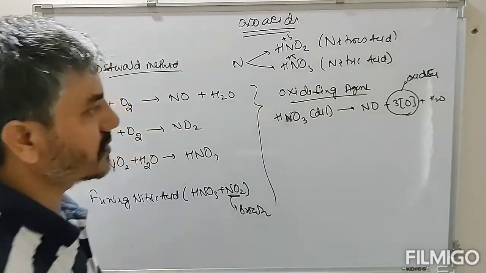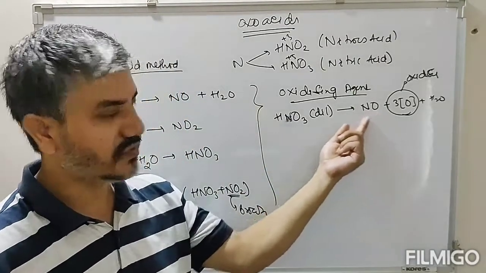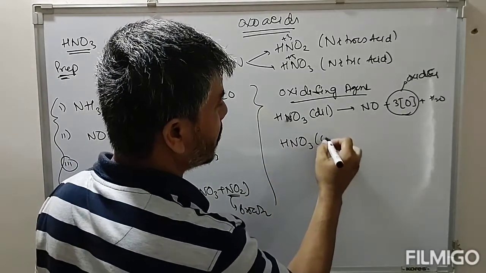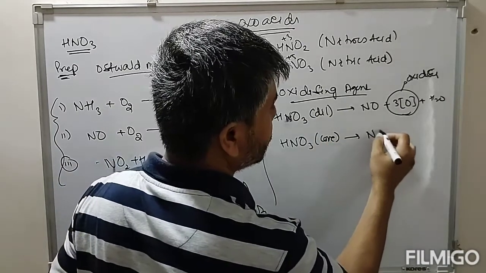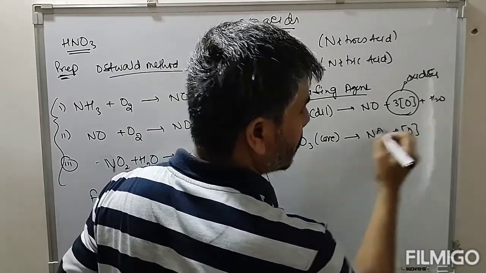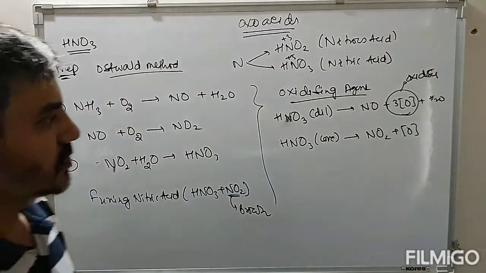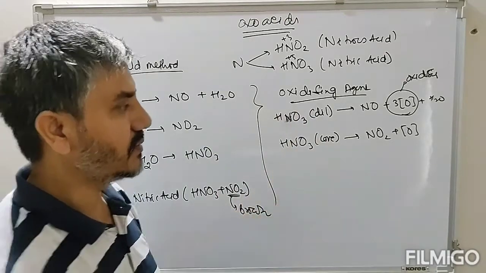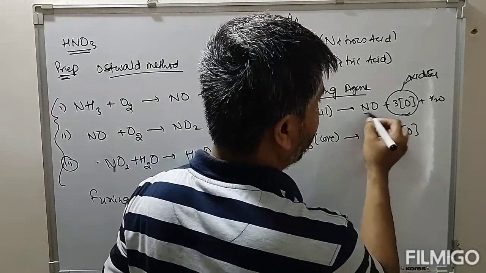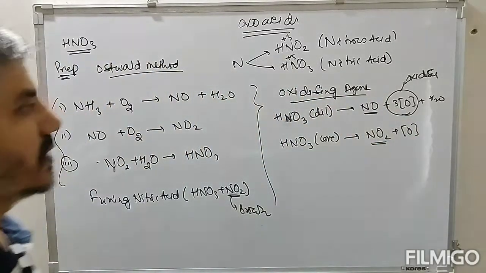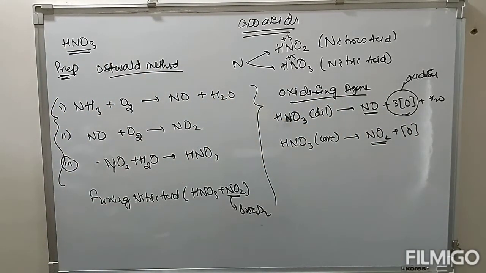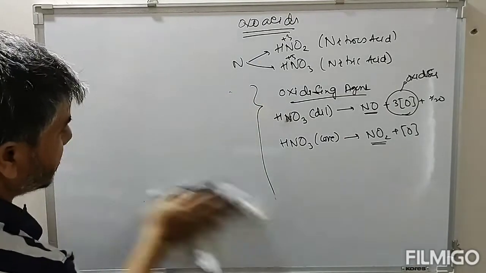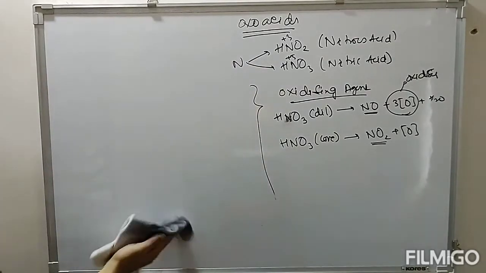So whenever we use nitric acid dilute, the final product will be NO. But if we use nitric acid concentrated, then this gives you NO2 and 1 active oxygen is formed. So when concentrated nitric acid is used as an oxidizing agent, the product will be NO2. NO is formed when we use dilute nitric acid as an oxidizing agent. So this being a very strong oxidizing agent, this can oxidize even the non-metals.